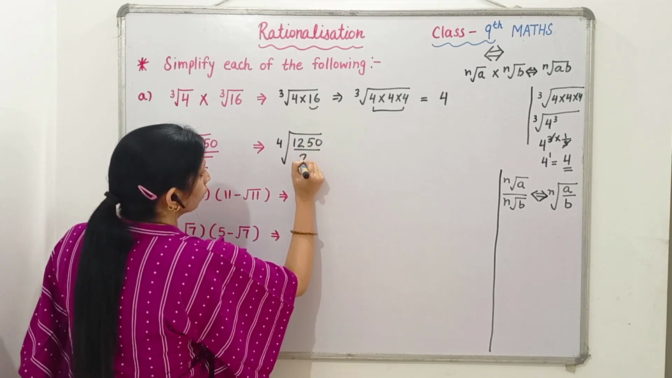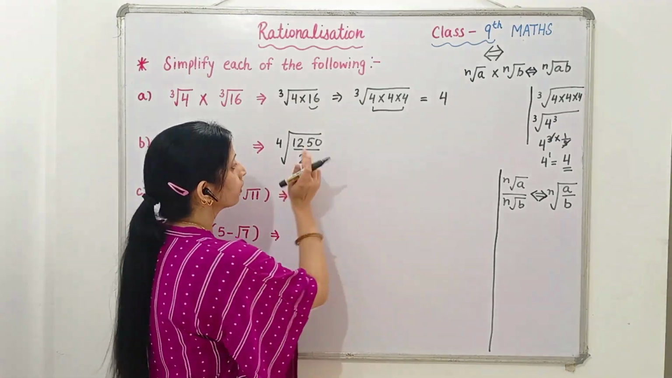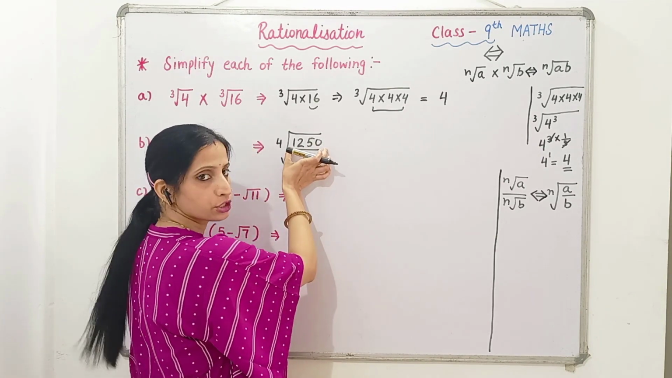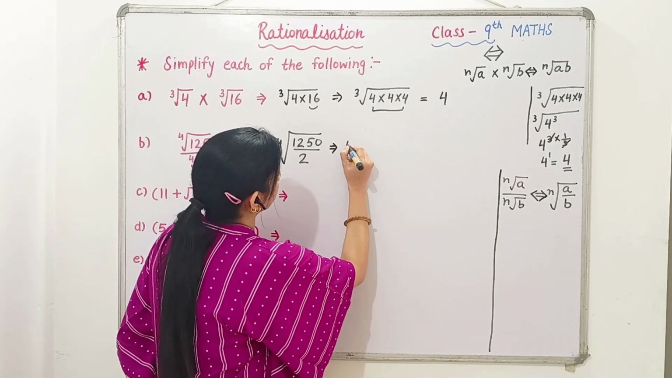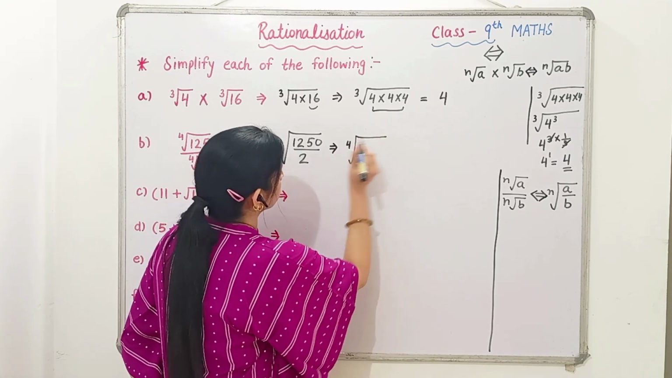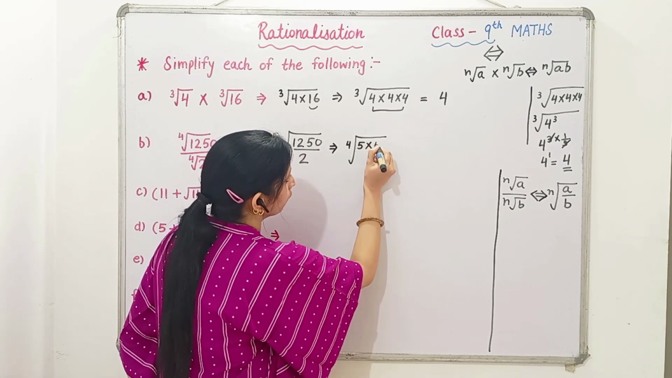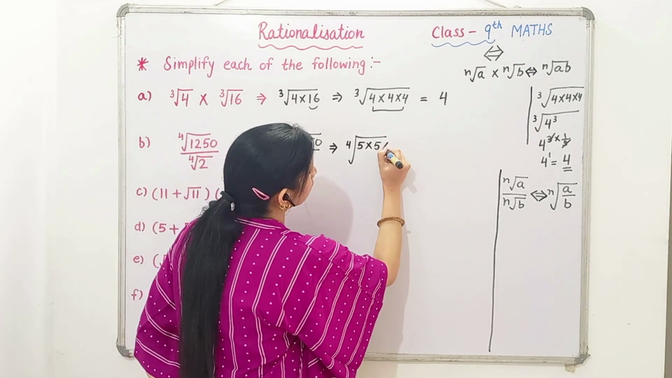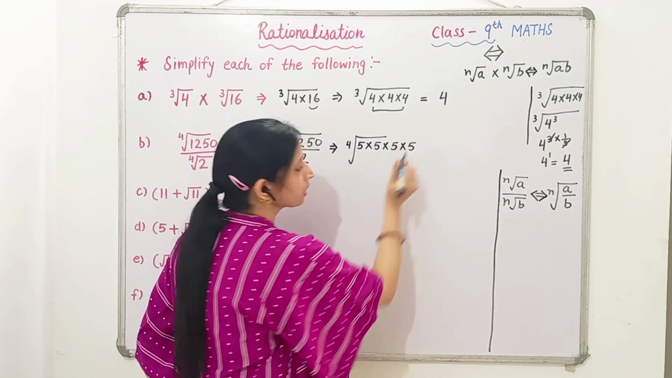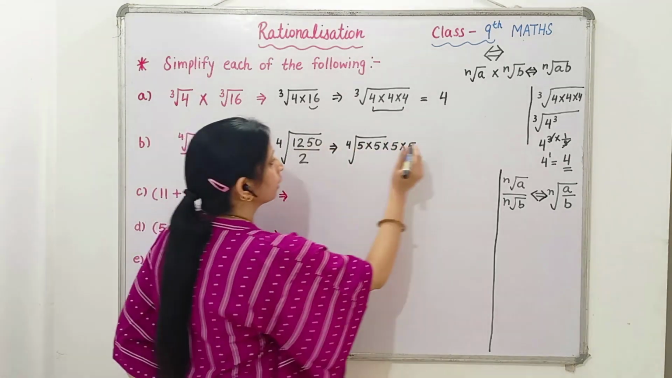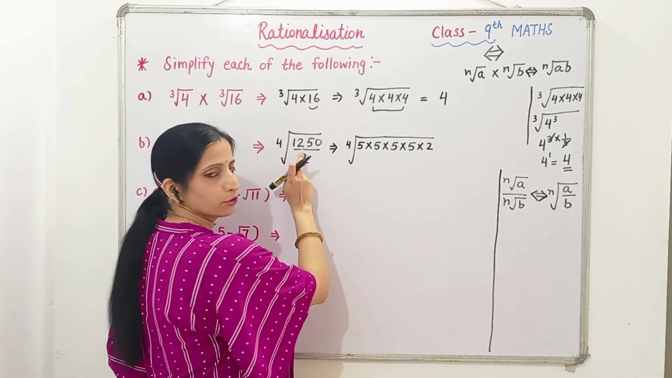1250 upon 2. To rationalize this, first we will do factorization of 1250. So, let's do it. Write 4 as it is outside. Put this symbol. So, this we can write as 5 into 5, 5 5s are 25, 25 5s are 125, 125 5s are 625, and 625 multiplied by 2 we will get 1250.